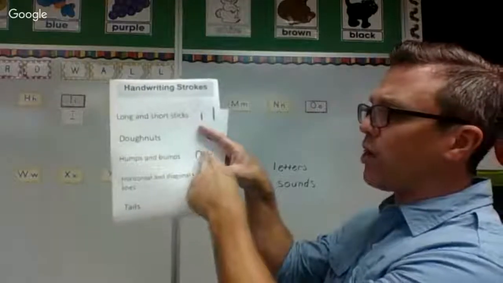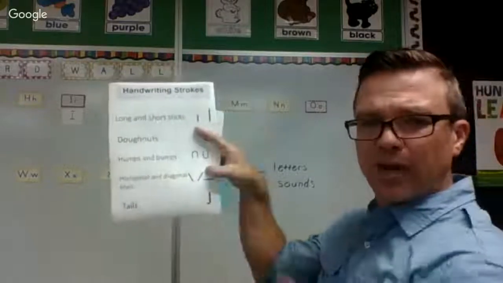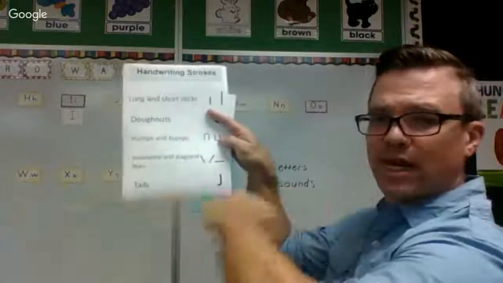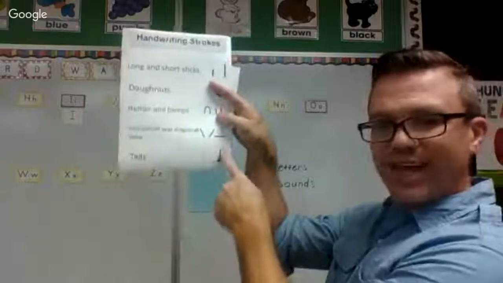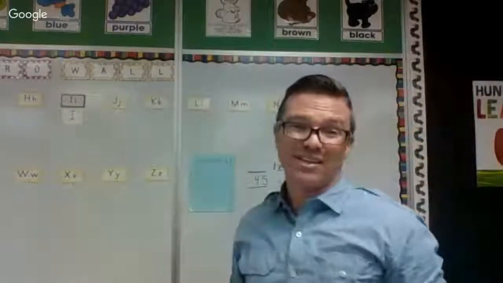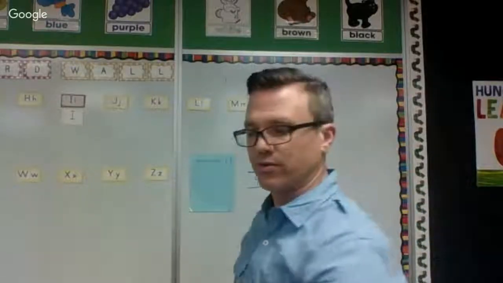These are what we call humps and bumps. They almost look like U's, or backwards or upside down U's. We also have something called horizontal lines and diagonal lines. And then we have letters that have tails, little tails, like an animal. And then we have a few that don't really fit into any category. Isn't that always the case? And we'll work on those too.